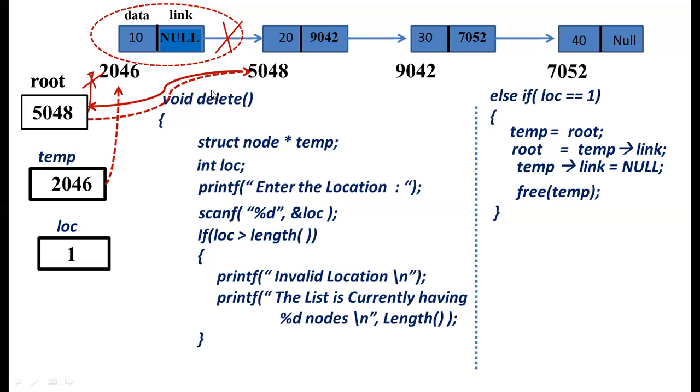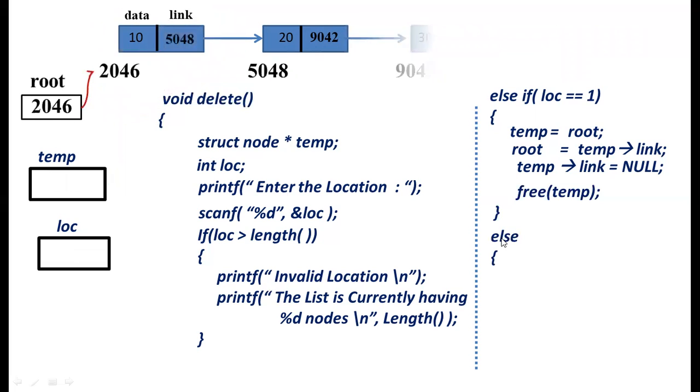If there are no elements, then this particular if block will get executed. If the location is 1, then this else if block will get executed. And if we want to delete the last or a specified location, then the else block will get executed.